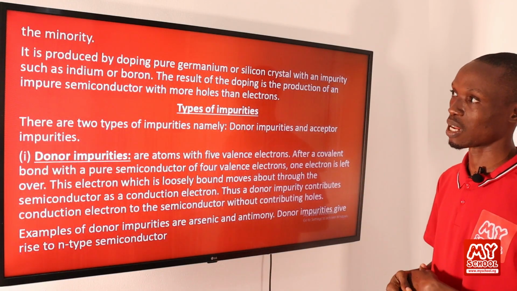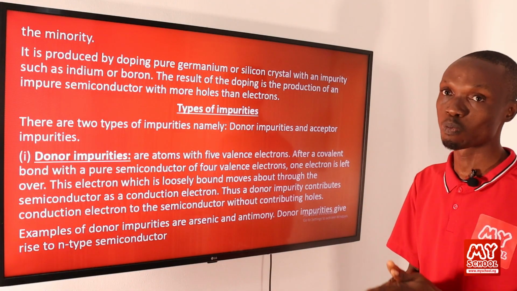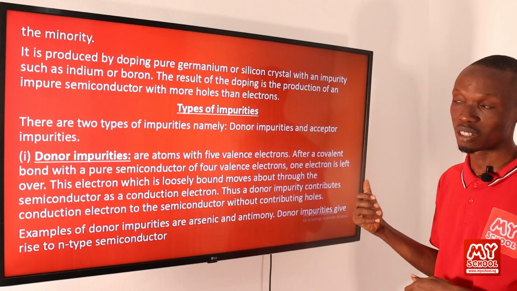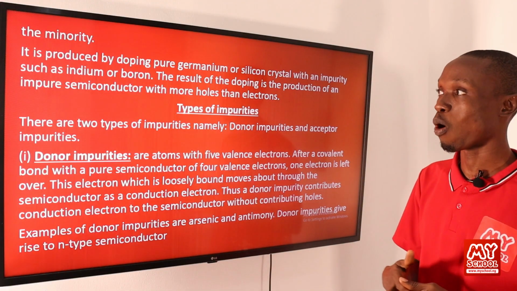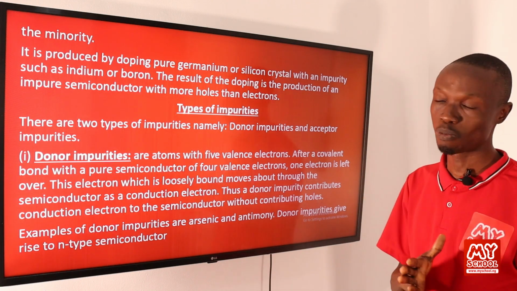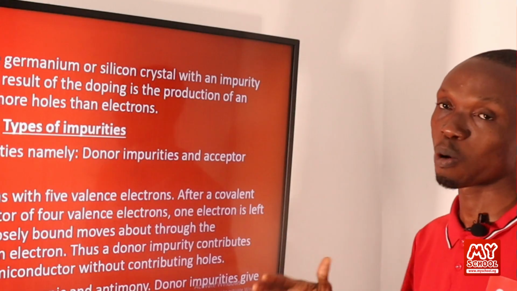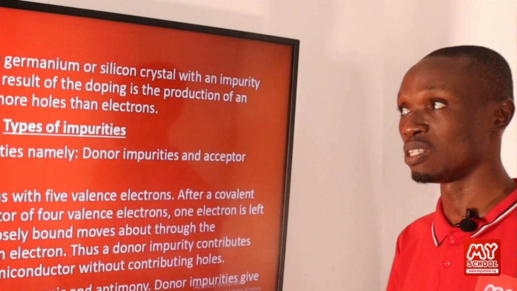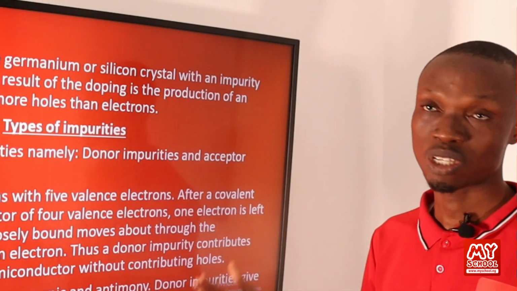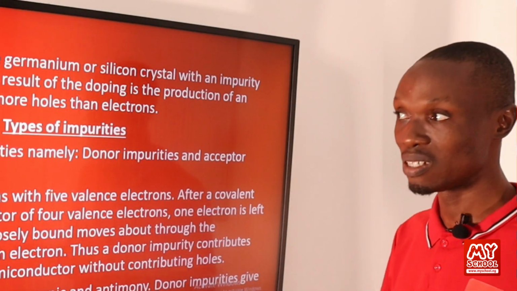So let's move to the next slide, okay? This P-type semiconductor is produced by doping pure germanium or silicon crystals with an impurity such as indium or boron. The result of the doping is the production of an impure semiconductor with more holes than electrons, okay? So basically, to differentiate between the two types is very easy. P-type means you have more holes than electrons. N-type simply means you have more electrons than holes. So it's as easy as that.